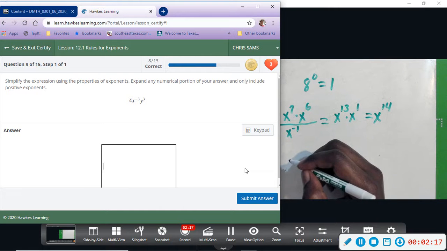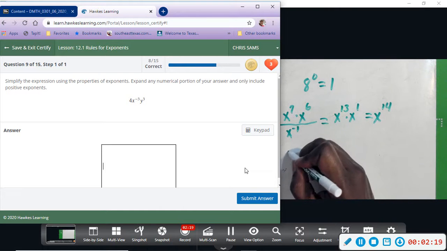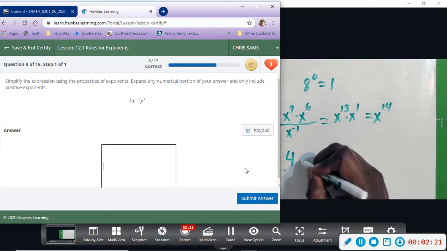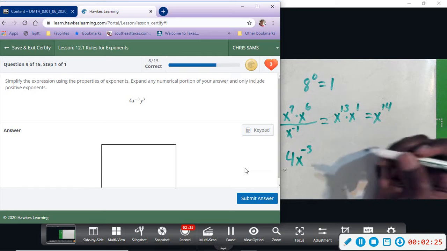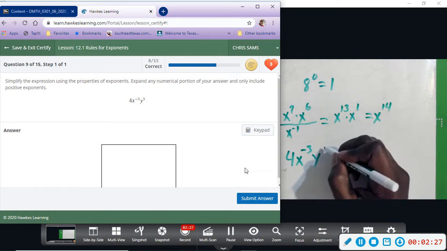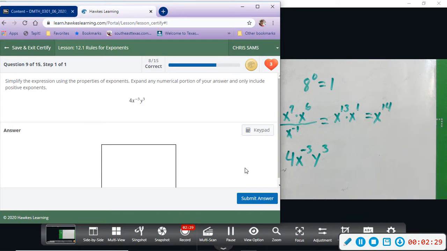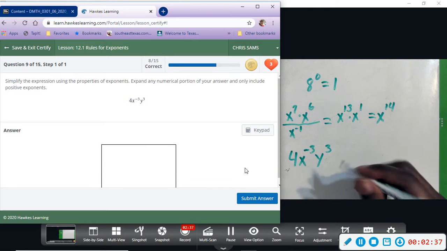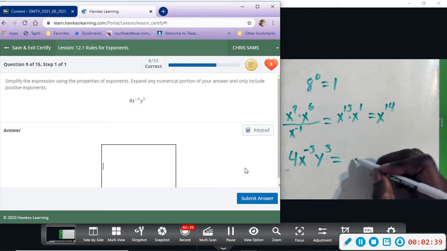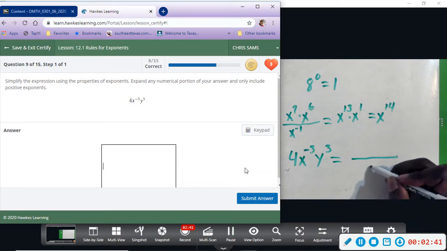Alright, number 9, we have 4x to the negative 3rd power, and then y to the 3rd power. And all we want to do is write this with positive exponents. So the one that is negative is right here, the x to the negative 3rd. In order to make that positive, we have to move it down. So x to the 3rd.